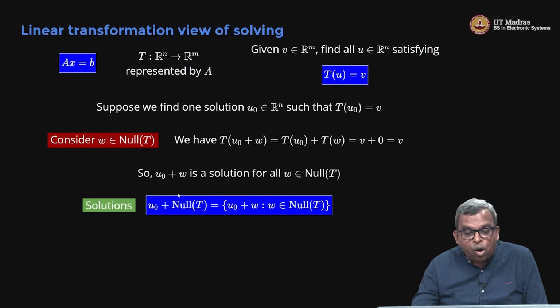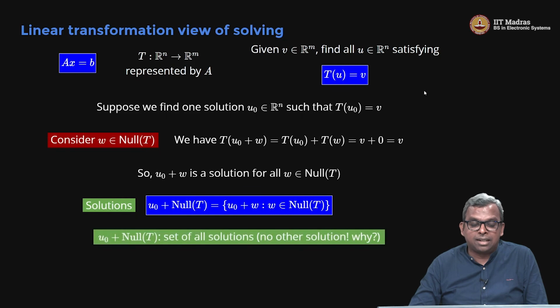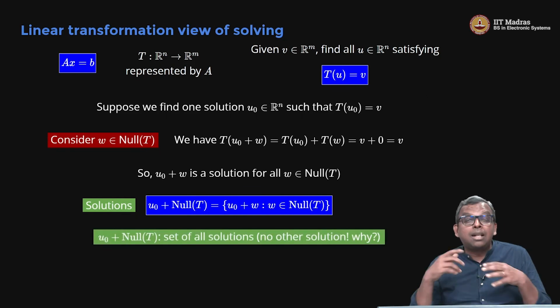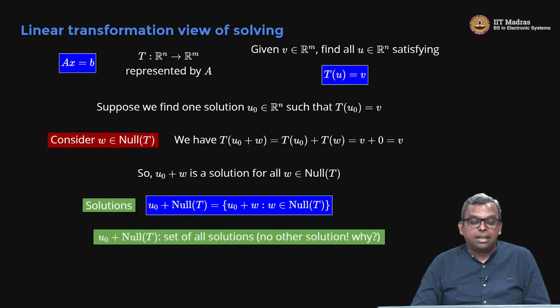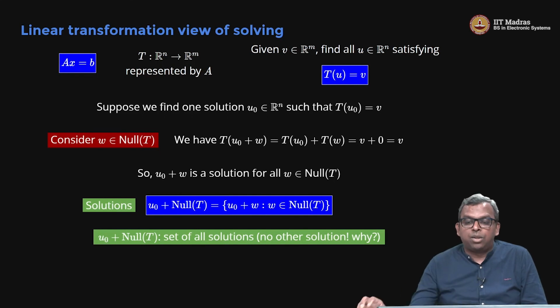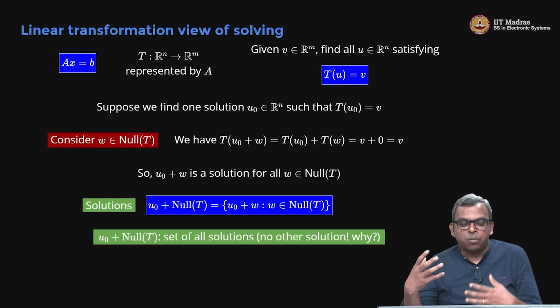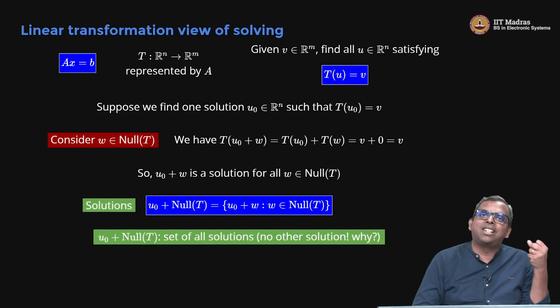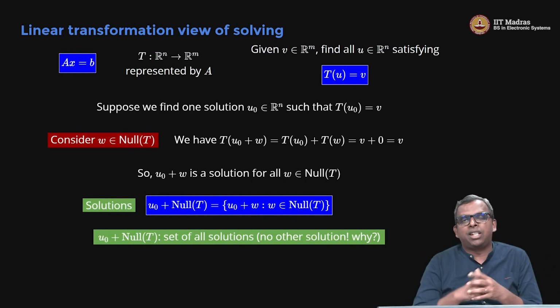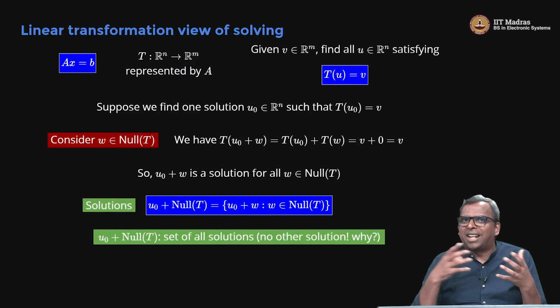These are all solutions for the same equation T of u equals v. In fact, what is interesting is that this is the set of all solutions. There can be no other solution outside of this set. There is a little proof you can do here, but I am going to skip that. I am not doing it in this class, but I hope you find this connection between the null space of the linear transform and the solution of the linear equation direct and simple.